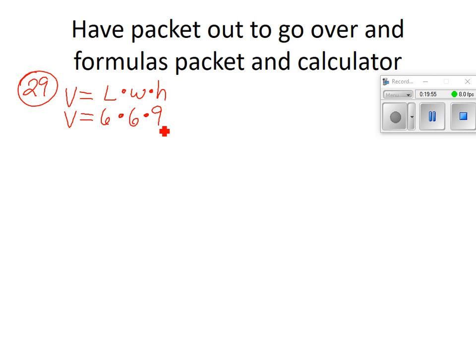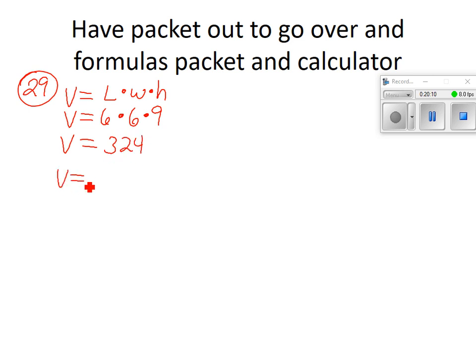All right. The distance from this edge to that edge is 9, right? Okay, so what's that give you? 324 millimeters cubed. We'll get to that here in a second.